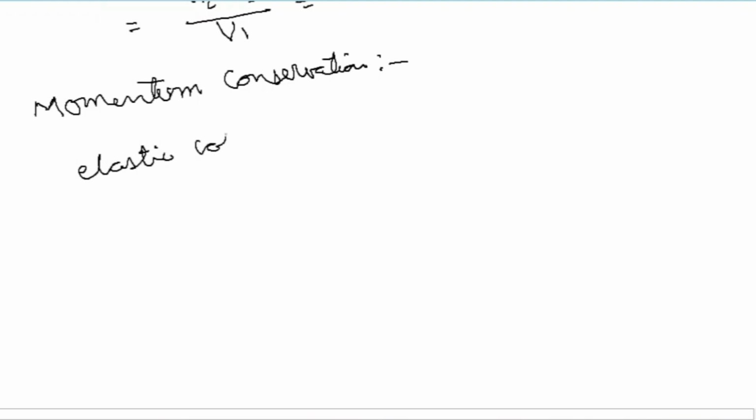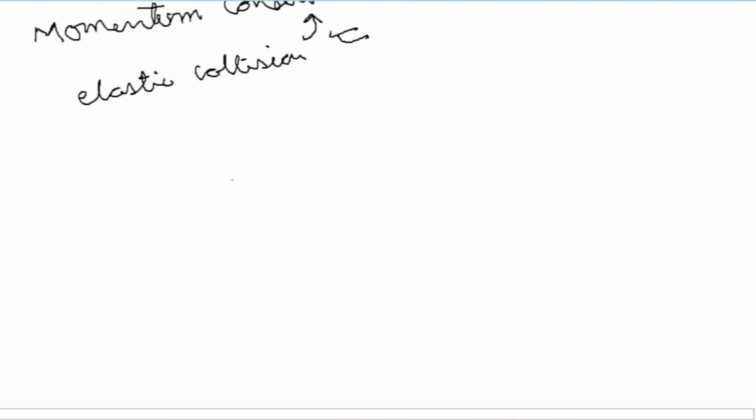elastic collision, and under elastic collision, it does not really matter whether we have a rough surface or a smooth surface. If it is an elastic collision, then momentum conservation will be applicable in that situation. Does not matter whether we are having a rough surface or a smooth surface. So here we can apply the momentum conservation.